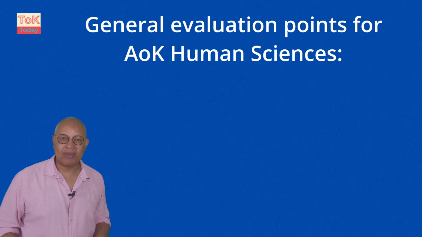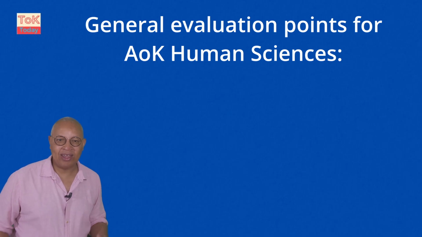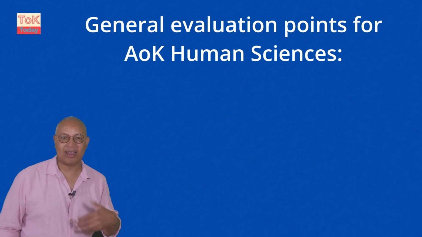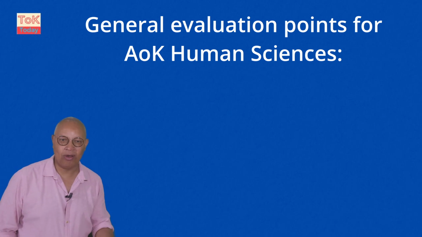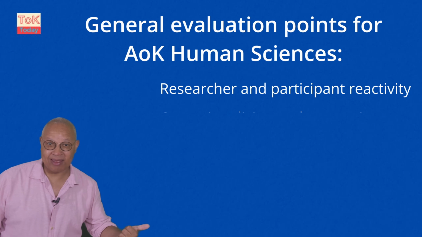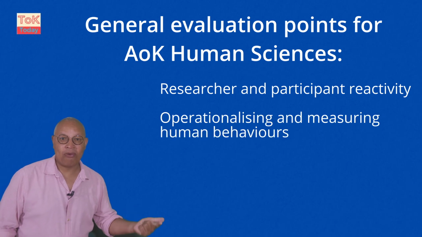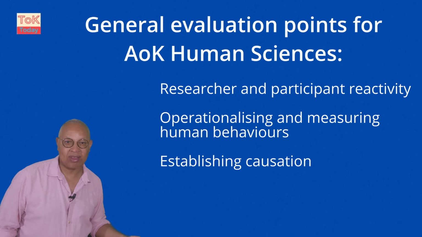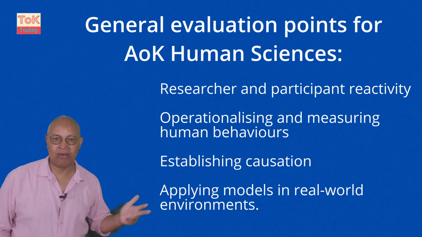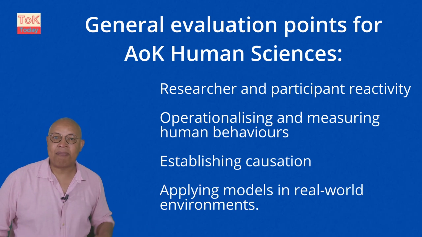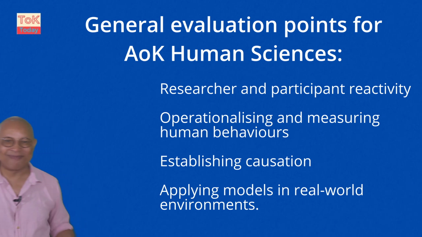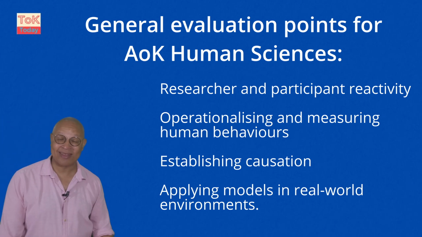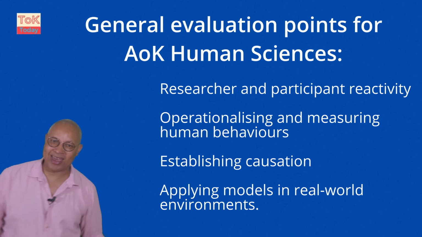So, in conclusion, evaluating human science knowledge requires a nuanced understanding of these 4 critical points. Researcher and participant reactivity, operationalizing and measuring human behaviors, establishing causation, and applying models in real-world environments. By better focusing on these aspects, you can develop better evaluation points for AoK Human Sciences in your ToK essay.